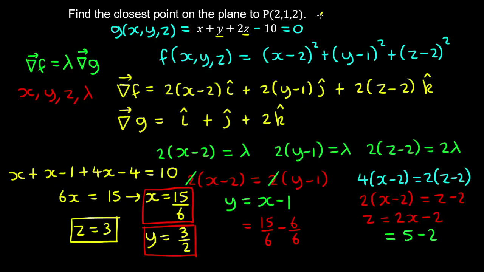So the closest point on the plane to this point has coordinates of 15 on 6, 3 on 2, and 3. And you can substitute these values in the constraint equation to verify it's satisfied.